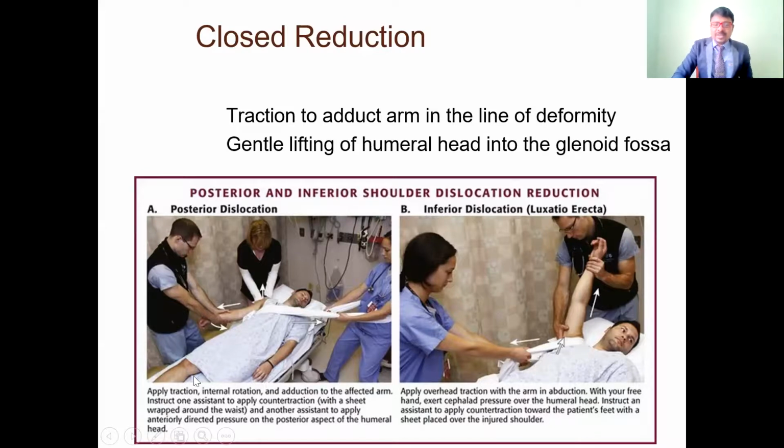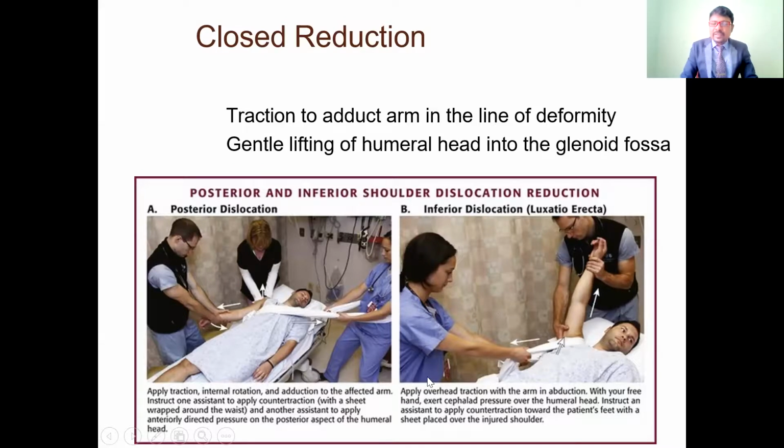While doing this traction and also internal rotation and adduction movement, we have to give instructions to the assistants. Ask them to pull away from the physician, so they pull in opposite directions. If you pull here, the other assistant has to pull the joint. If we give the traction and counter traction, we are going to relocate the joint in the proper position. So this is for posterior dislocation.